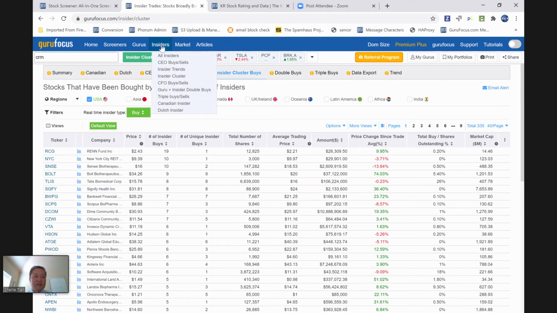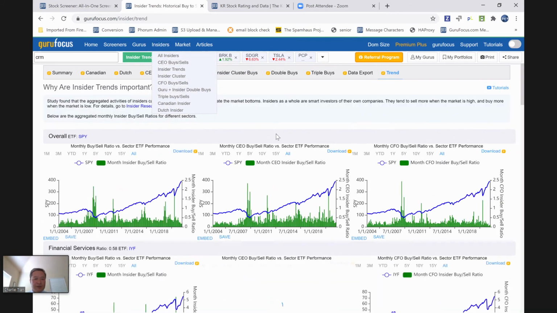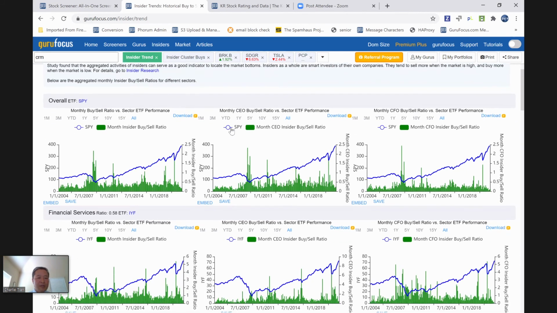It's linked under the insiders tab here, insider trend, which is the third one of the insider menu. I'll explain it here. The first chart is the overall insider buys to insider sales ratio of any month. The data is updated daily, but displayed monthly here.